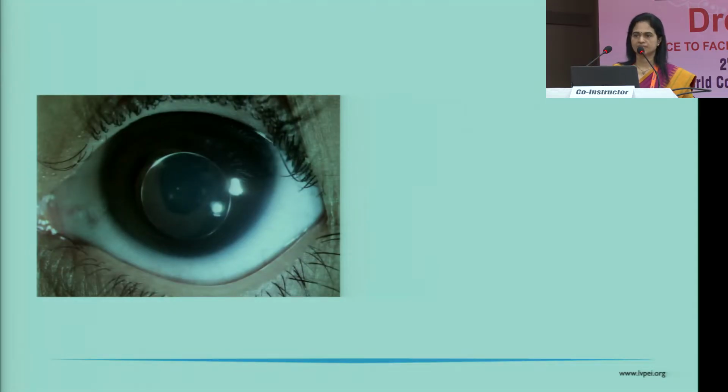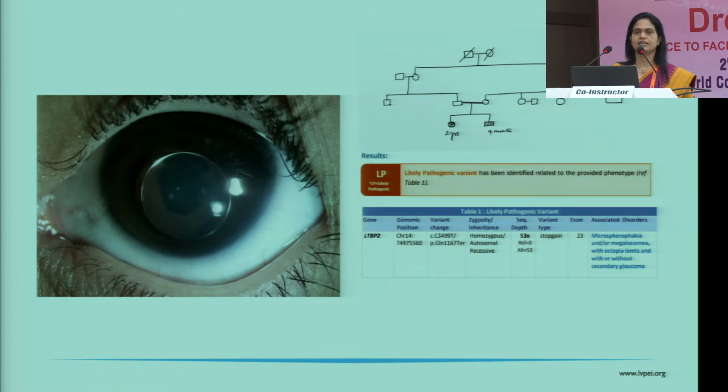At one of the visits, when we were waiting for the surgery and the baby was coming in for a PAC checkup, the lens had displaced into the anterior chamber. So what was this condition? We did genetic testing after that. It is a very clear congenital megalocornea with spherophakia.